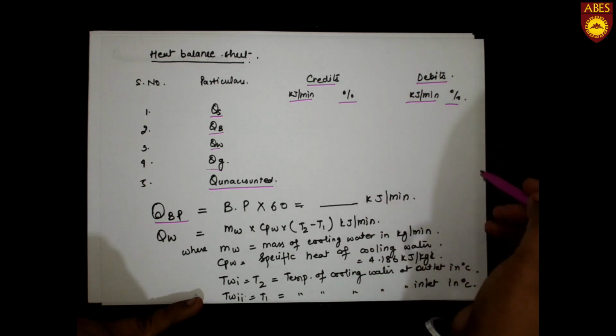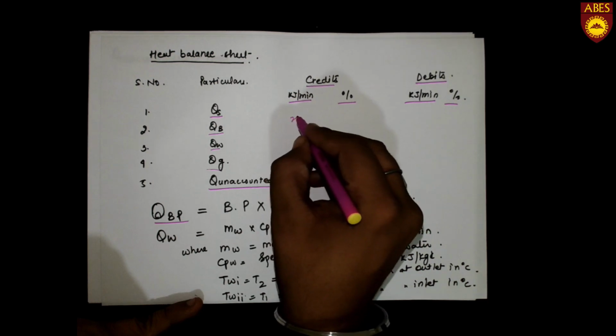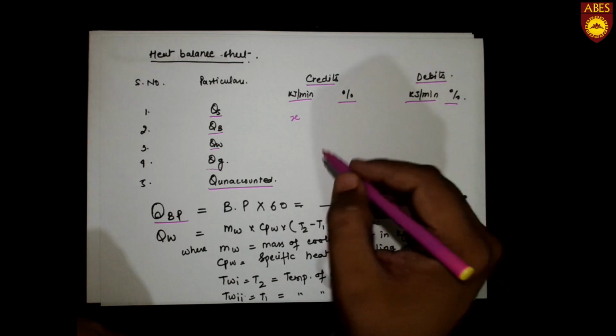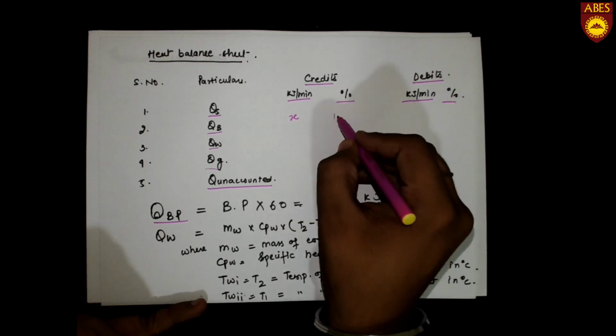When we get such details, we make out this particular sheet. Let us suppose we have generated x kilojoule per minute of energy. So what is that energy in percentage? That is 100%.